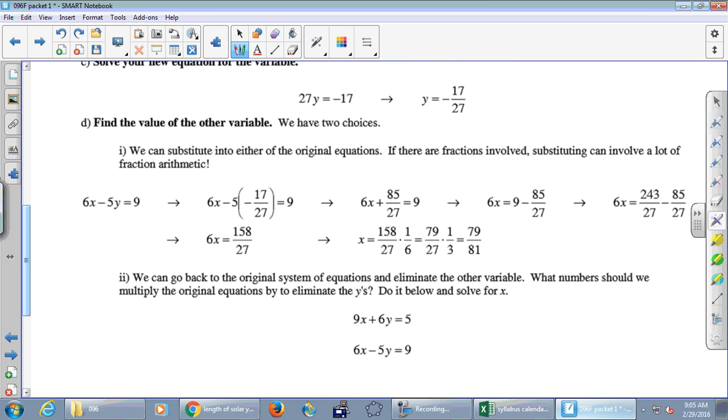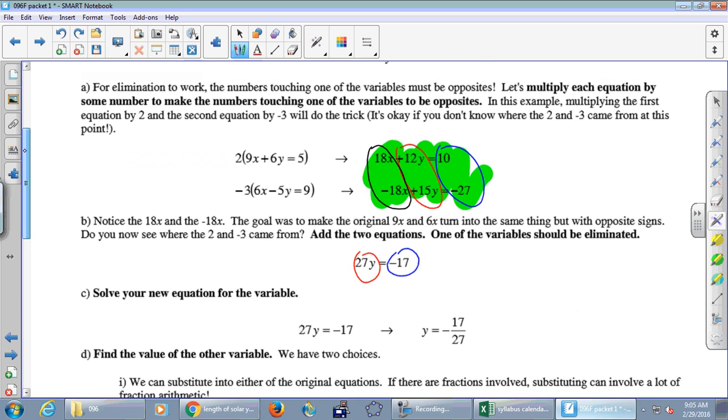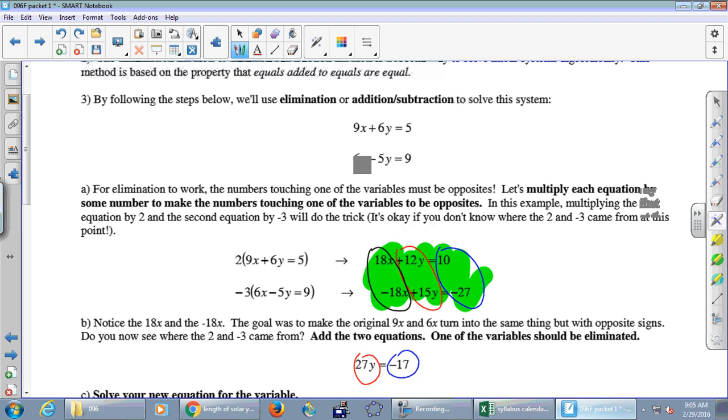Okay. That's the y. We still have to find the x. So how do we do it? It says find the value of the other variable. All right, so you can substitute. You have 2 equations up here at the top. You can take your negative 17/27 and put it right here, negative 17/27. Or you could put it in the other equation and then solve for x.